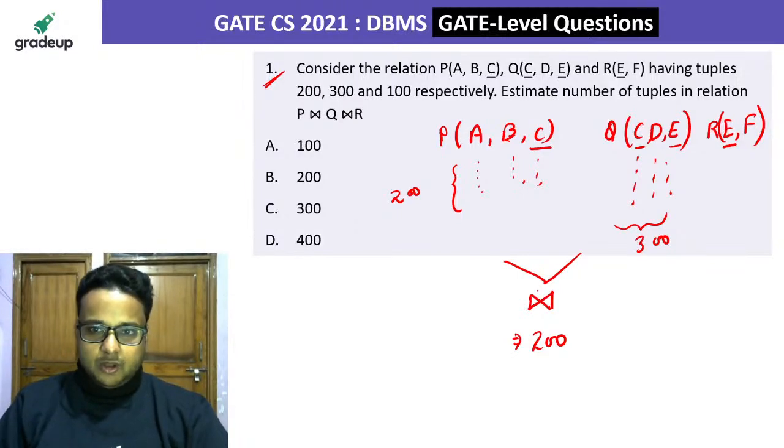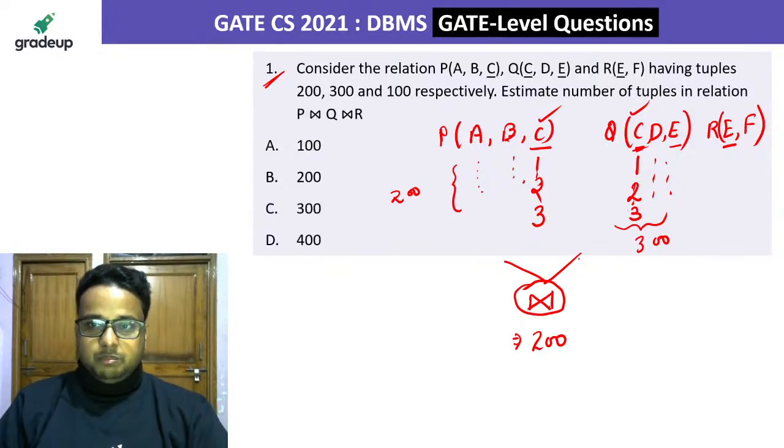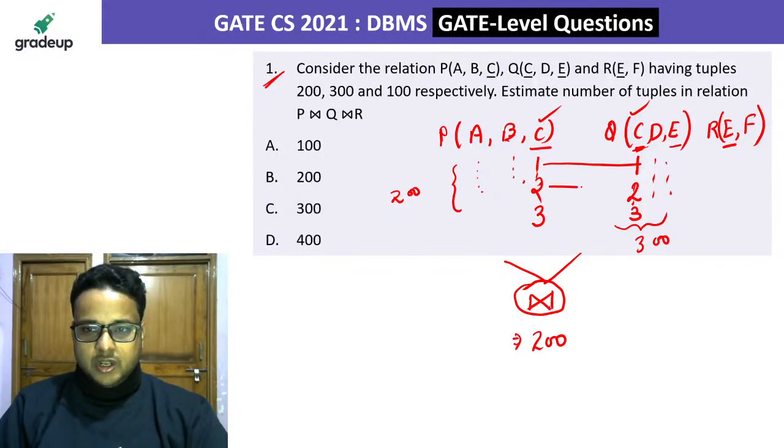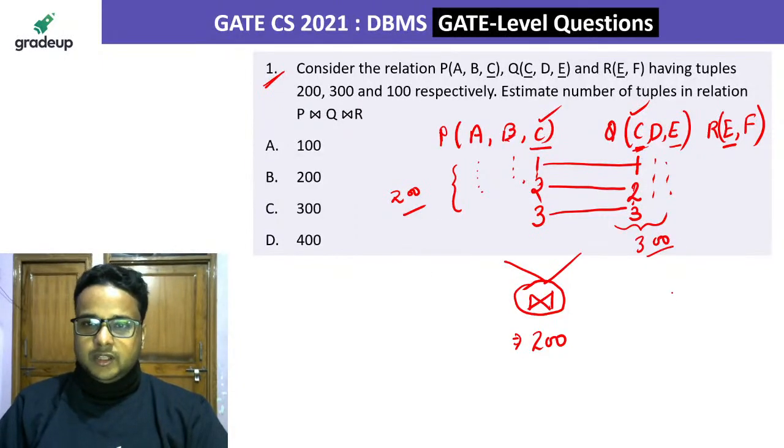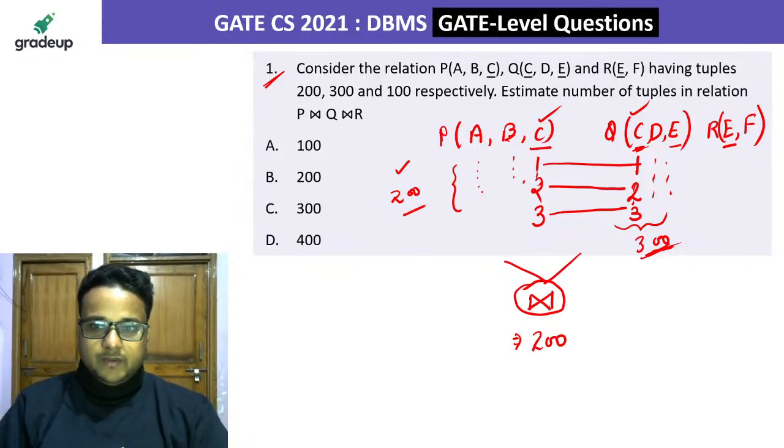Because the matching will be done on the common attribute, and the common attribute is C in both. As C is primary key, for example 1, 2, 3, it is unique, no duplicate value is possible. Maximum matches can happen, but here we have only 200 and here only 300. So if you match, the maximum will be 200, because repetition is not allowed in Q. So only 200 will be obtained.